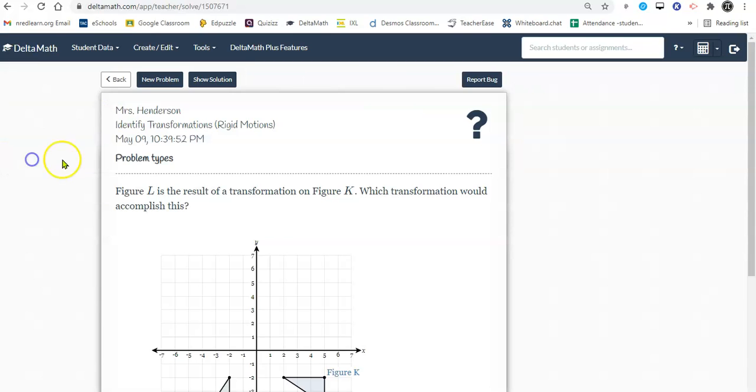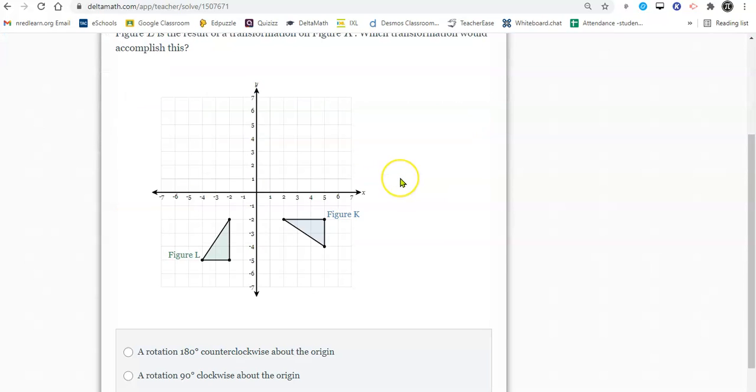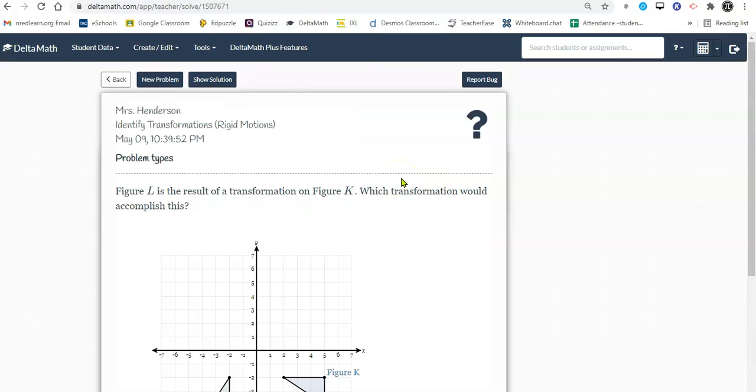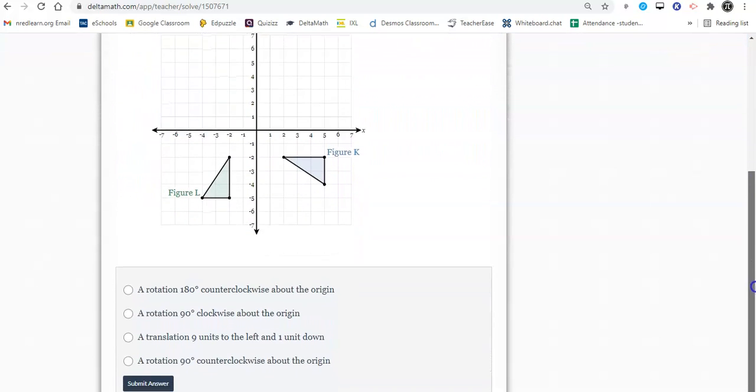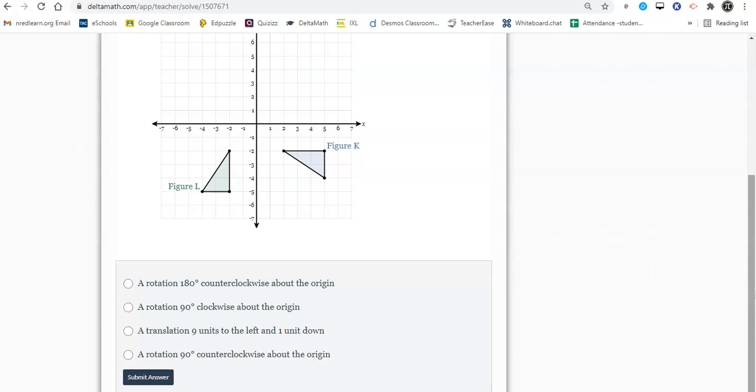Your second topic this week is identifying the transformations that are shown. So be sure you're paying attention. It says figure L is the result of a transformation of figure K. So figure K was the first figure. Which transformation would get you from figure K to figure L? So that's how we're trying to move. We're trying to move from the blue shape to the green shape.